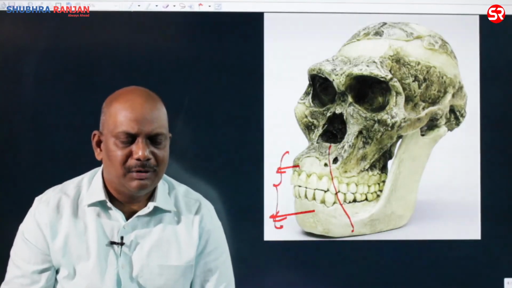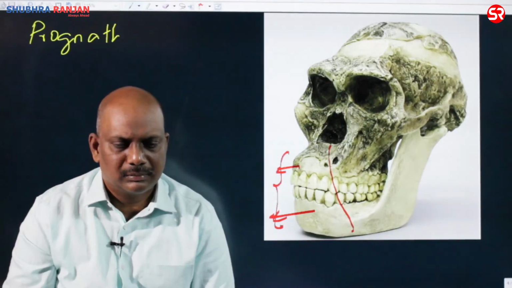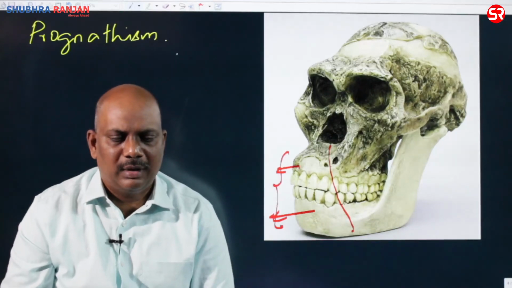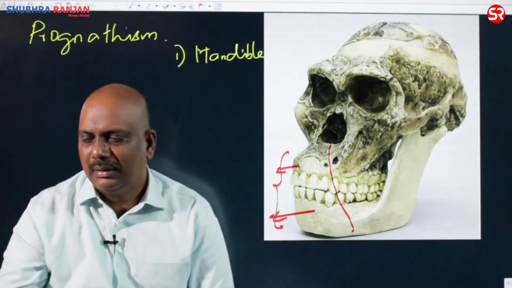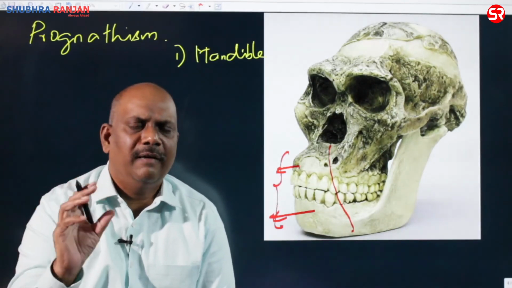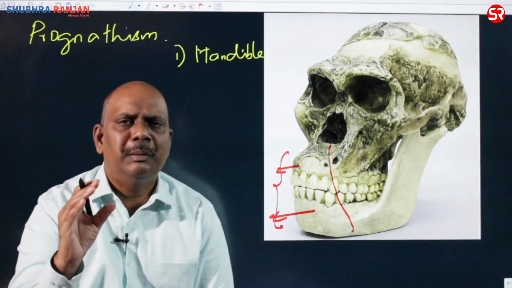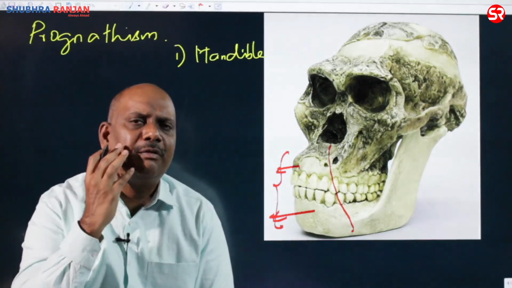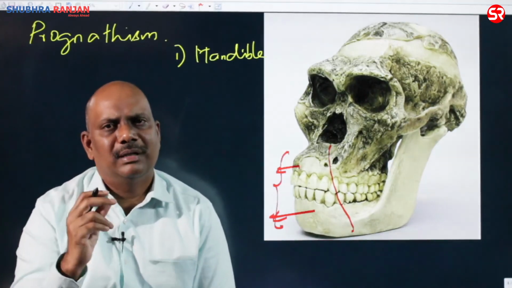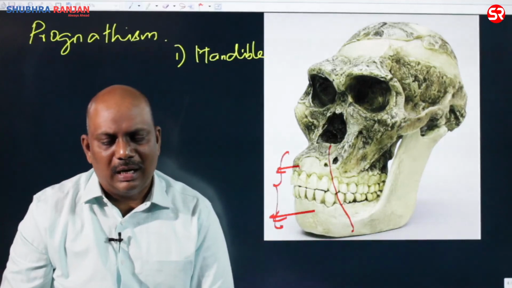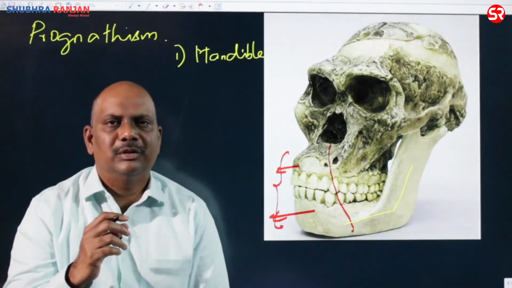And this prognathism is due to two important reasons. First one is a large and massive mandible. So in the box which I have given below, you can write: prognathism refers to the protrusion or the projection of the oral cavity forward. This was due to two important reasons. Number one, large and massive mandible. This is the mandible. Mandible is very large and massive.